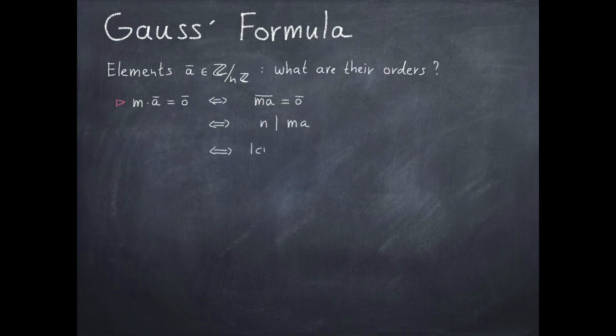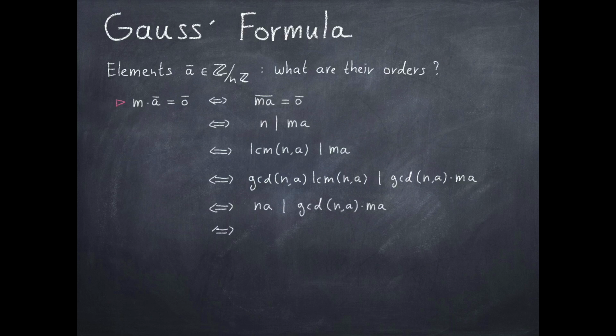Since ma is always divisible by a, this is the same as saying that the least common multiple of n and a is a divisor of ma. We now multiply on both sides by the GCD of n and a. We use the fact that the GCD of n and a times the least common multiple of n and a is equal to n times a. Dividing by a on both sides and then dividing by the GCD of n and a on both sides, we see that m must be a multiple of n divided by the GCD of n and a.